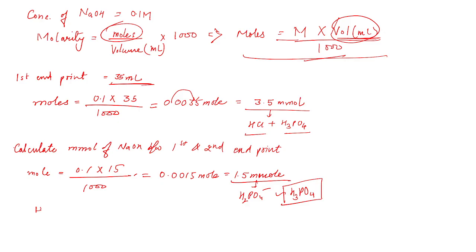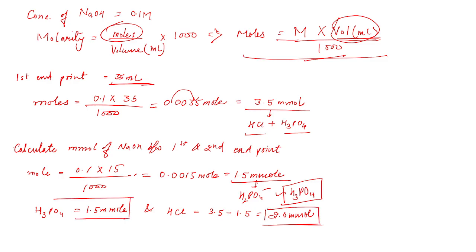So once you find the amount of this, you can calculate the value of HCl. So millimoles of H₃PO₄ equals 1.5 millimoles, and now we can calculate the millimoles of HCl: 3.5 minus 1.5, which gives you 2.0 millimoles. So this is the final answer of this numerical problem, and that is how you solve it.